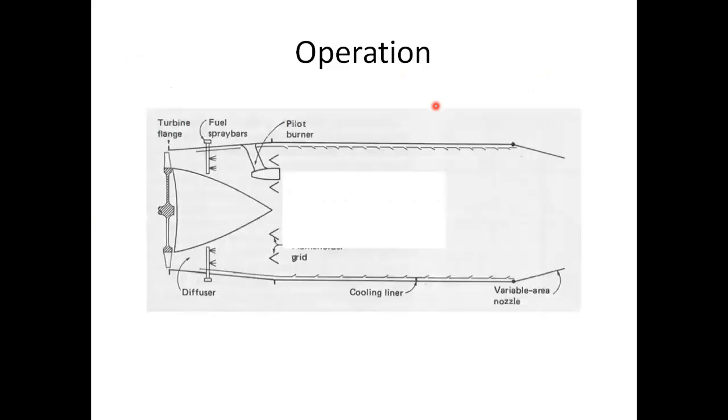Now let us understand the operation of the afterburner and how it works. This was the turbine section. Exhaust gases are coming over here, which still have some of the oxygen remaining. Here you can see there are spray bars. Spray bars are going to put in the atomized fuel. So we have a different fuel system for the afterburner.